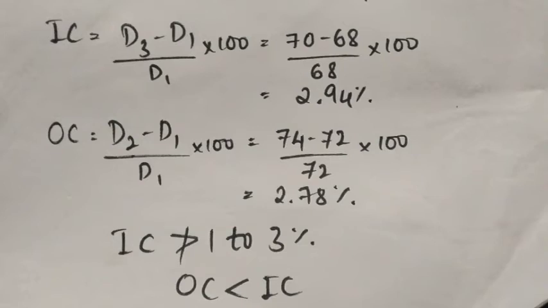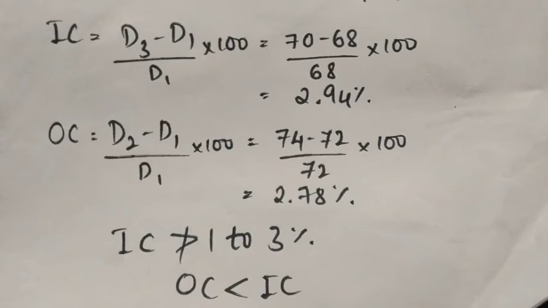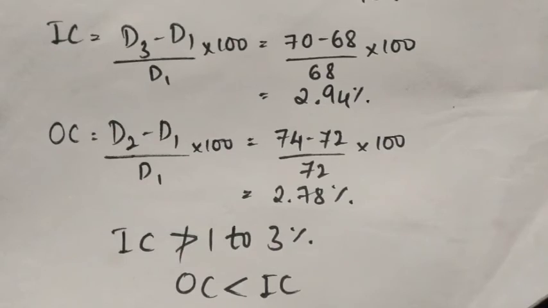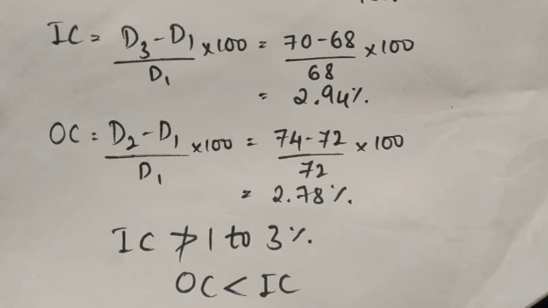Now let us calculate the outside clearance, which is given by the formula (D2 minus D4) divided by D4 into 100, which is (74 minus 72) divided by 72 into 100, which is 2.78%. Here we know the condition that the inside clearance should not be greater than 1 to 3%, hence this is the conclusion we can derive. After taking into consideration the inside clearance and outside clearance, we conclude that the outside clearance is lesser than the inside clearance. Hope you have understood this.